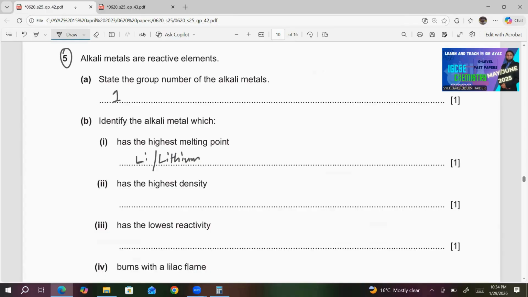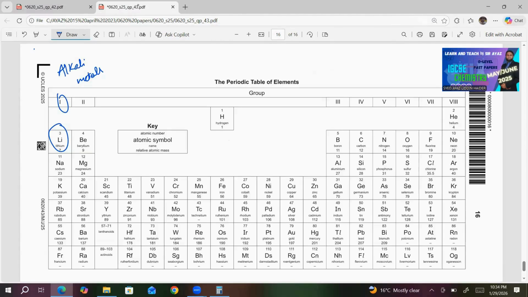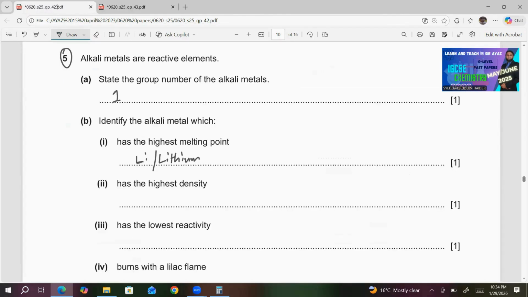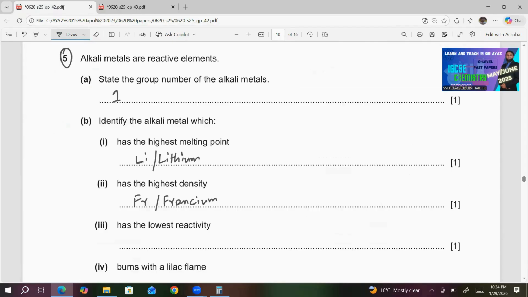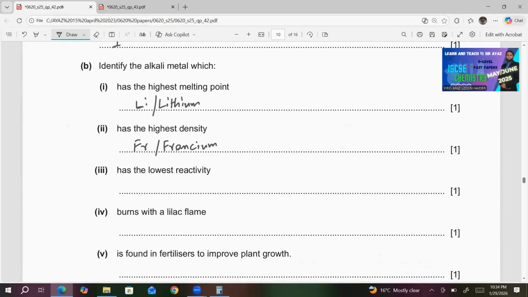Number 2, has the highest density. For density, the trend is density increases as you go down the group. So francium will be the one which has highest density. So Fr or francium will be the answer for this question. Number 3, has the lowest reactivity. Reactivity increases down the group. So lithium will be the one which will be least reactive or lowest reactive in this. So Li or lithium.